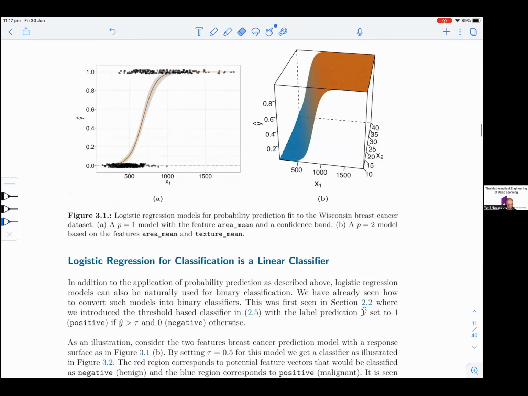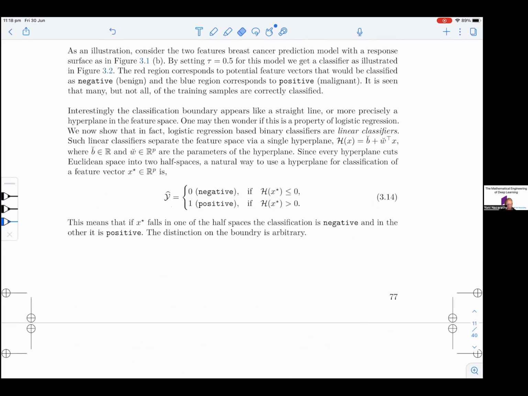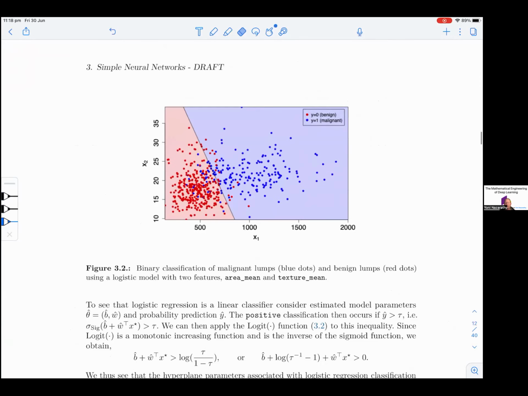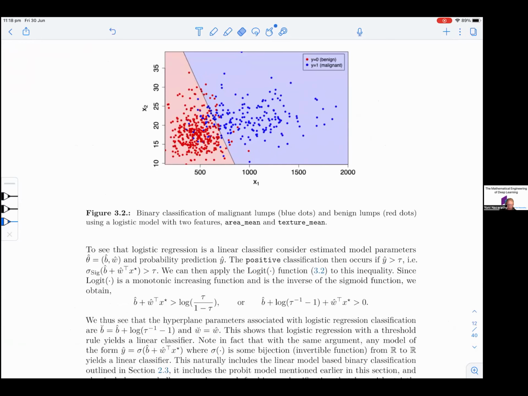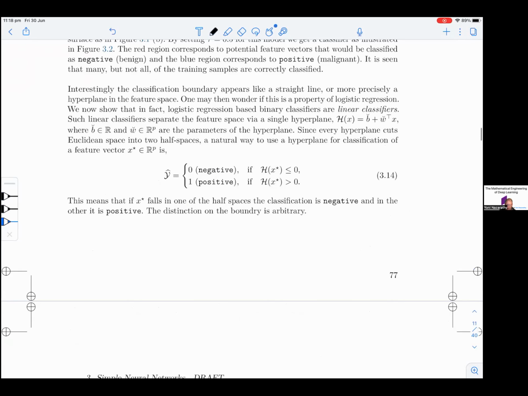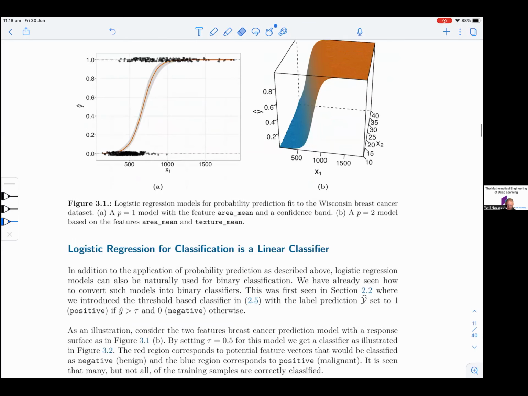By setting tau equal to half, for this model, we get a classifier as illustrated in figure 3.2. So let's first look at figure 3.2. Here we set tau equals half, and we're looking at the two features, x1 and x2. When tau equals half, we get this threshold. All of the points to the left of the threshold have this surface value less than half, and all of the points to the right of the threshold on the x1, x2 plane are greater than half. That's what happens there.